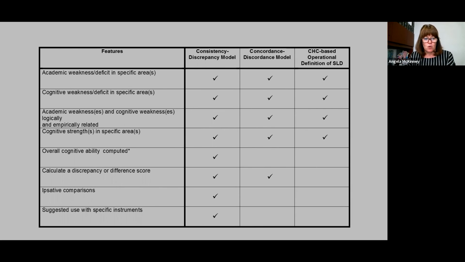All right, so that gives you some discrepancy or different scores, but not discrepancy in the same sense of severe discrepancy between overall IQ and achievement deficits. And really, the only one that has to have a specific test is the first model, because it's set up to use the CAS.